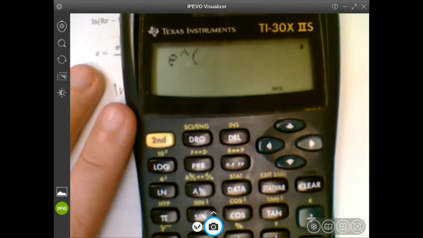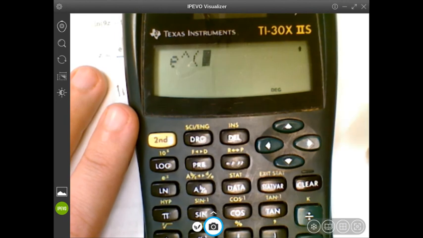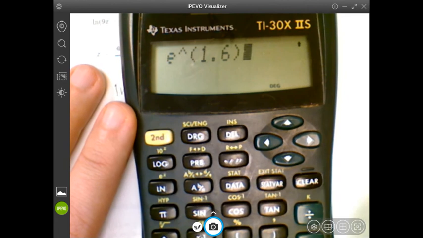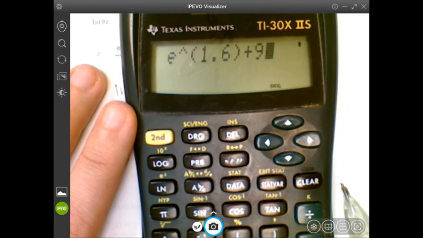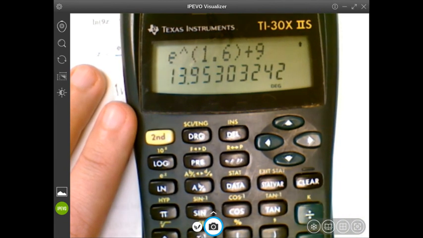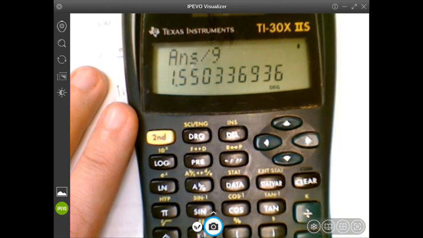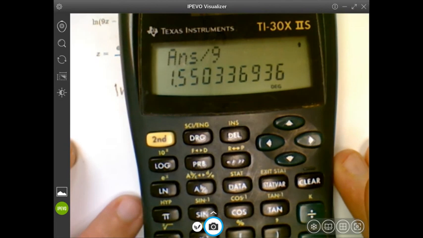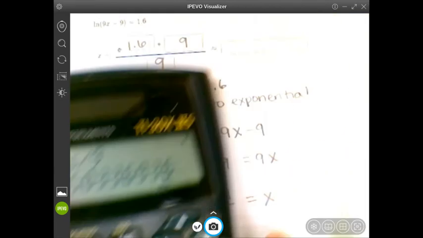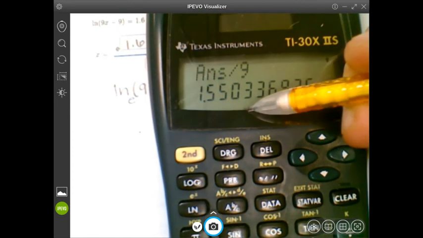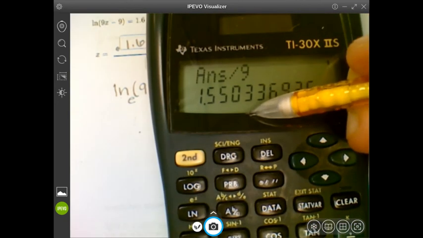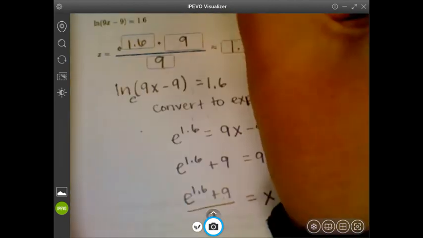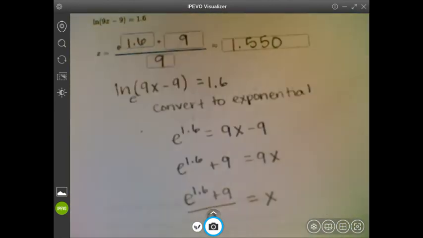So because it's yellow, we're going to hit second, and then e to the power of 1.6. Whoops. Close your parentheses, and you can say plus 9 right now. And then you should hit enter, and after you hit enter, hit divide by 9. So it takes the entire numerator, the entire answer from the top, and divides it by 9. It says round to 3 decimal places, so the 3 decimal places would be right here after the 0, so it'd be 1.550. So our approximation, 1.550.